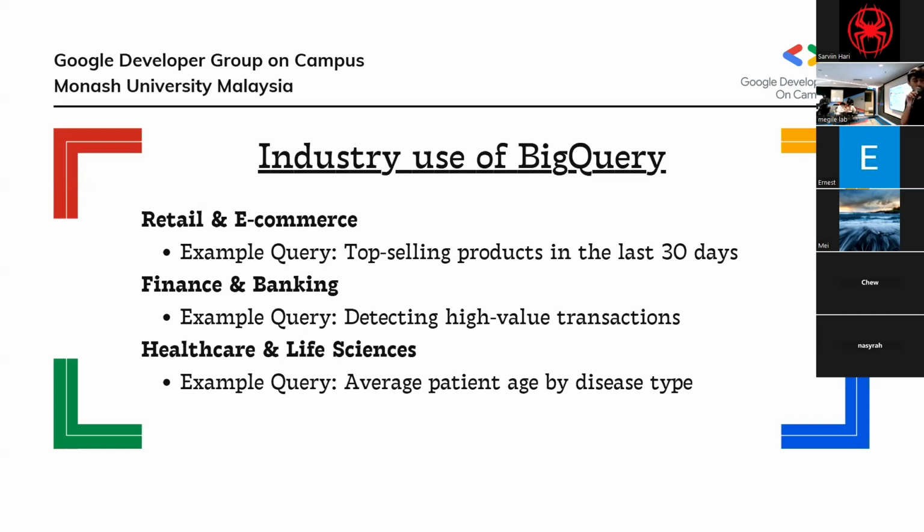For finance and banking, you could detect high value transactions. You could set a threshold for the transaction price to be greater than a certain amount, and then filter the datasets for that. And similarly, for healthcare and life sciences, you could get the average patient age by disease type. For example, you could set a condition, for a disease to be like flu or something, and then average out the patient age for each disease.